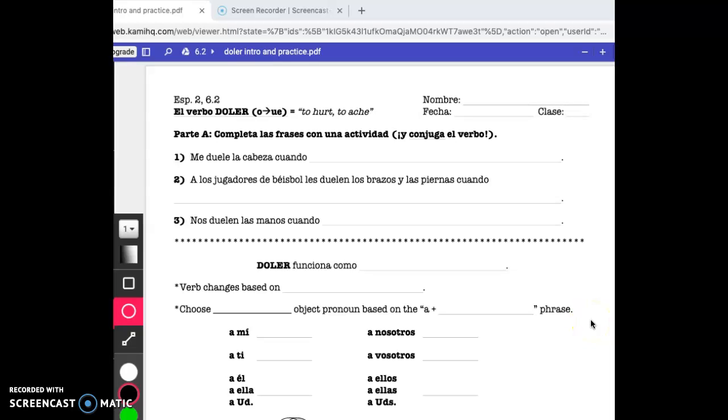Hola clase, aquí tienes la práctica con el verbo doler. Doler quiere decir to hurt o to ache en inglés. Entonces en clase lo que hicimos fue esa práctica con las actividades, las tres frases con duele o duelen.